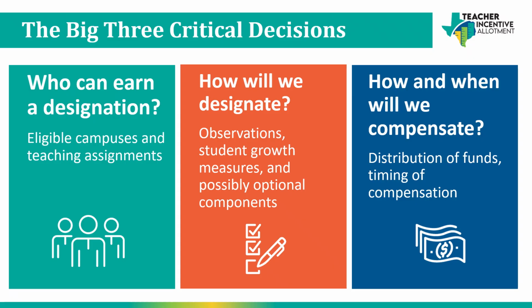You may decide we want our teacher observation component and our student growth to be 50-50 and we don't have any optional components. Or you may want to have your teacher observation be 60% and your student growth be 40%. Or you might want to have student growth be 30%, but then have a 10% of additional optional components. All these things are your decisions. And again, that's the how.